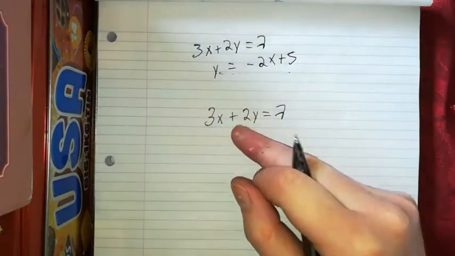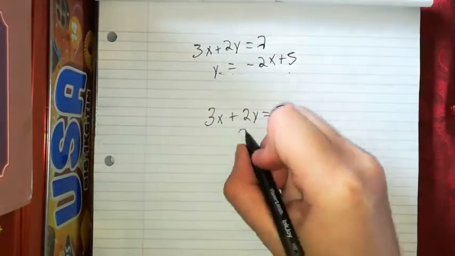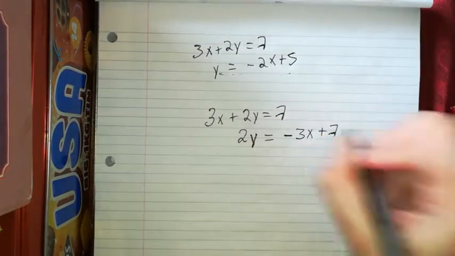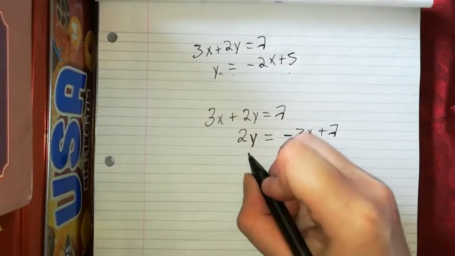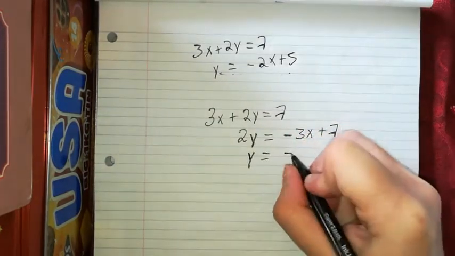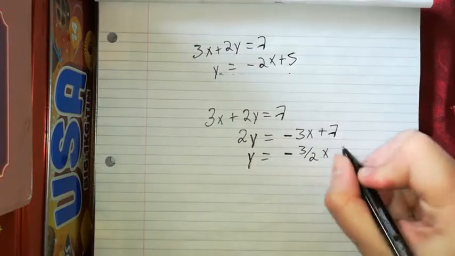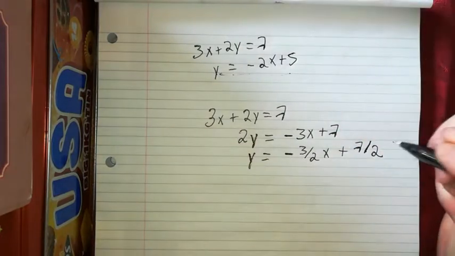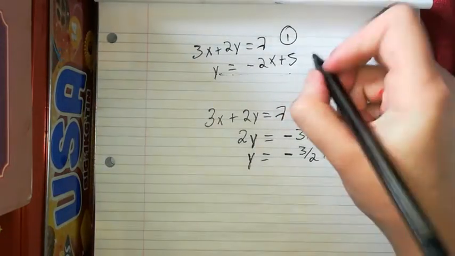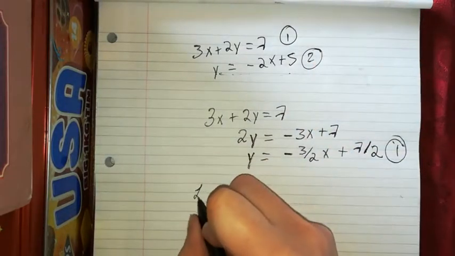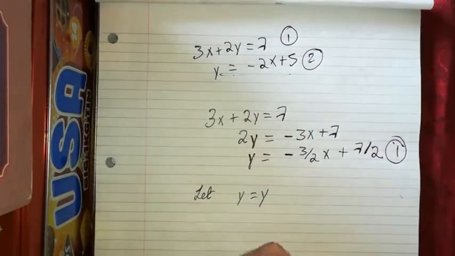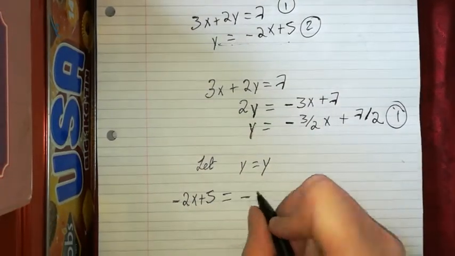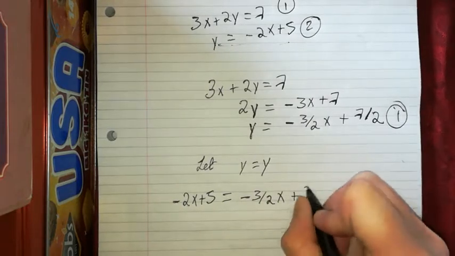Firstly, to get it in terms of y, I'm going to have to get y's on one side, everything else on the other. So that'll be 2y is equal to minus 3x plus 7. I need to just have y by itself though, so y is equal to minus 3 over 2 x plus 7 over 2. And now that they're both in terms of y, so this is equation 1, and this is equation 2, I can let them equal. So let y equal y, and I should get the exact same answer as the other way. So minus 2x plus 5 is equal to minus 3 over 2 x plus 7 over 2.